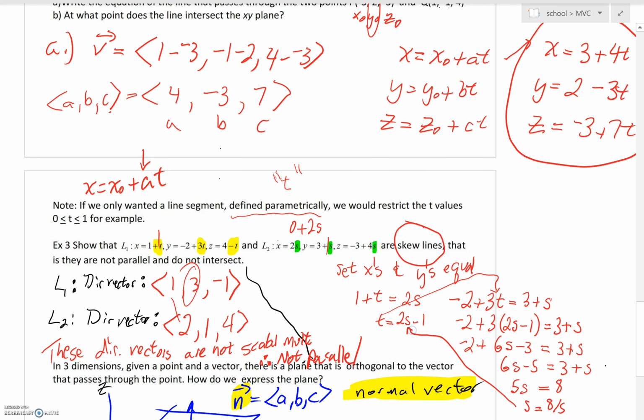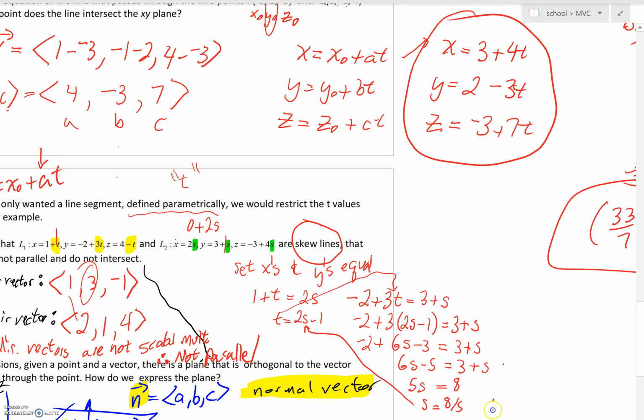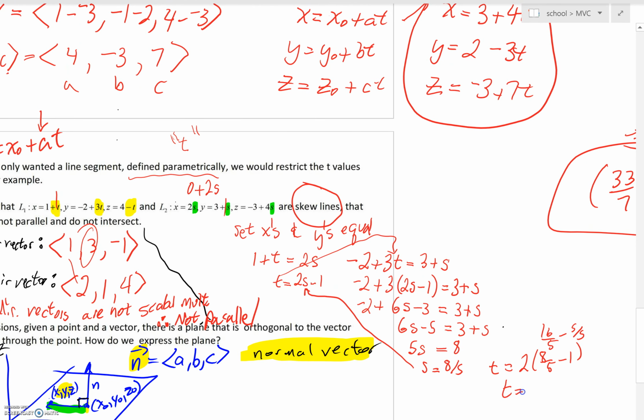However, if we were to plug that back in for our t, we could see very quickly that t would be 2 times that 8/5 minus 1. And that's 16/5 minus a 1, which is 5/5. So we'd get 11/5. So at this point, you can think, well, why in the world did you do that? Well, we're saying, look, if x and y are equal, which is what would happen if we had an intersection, our parameters would be these values: s would have to be 8/5 and t would equal 11/5.